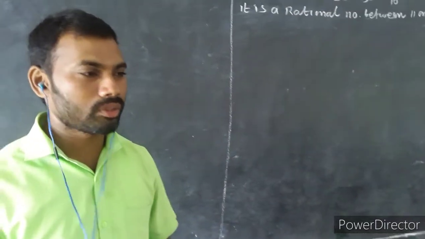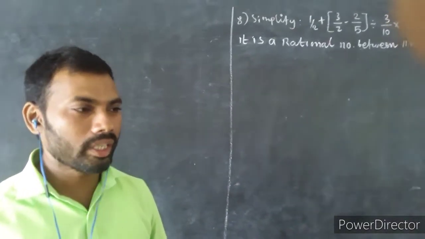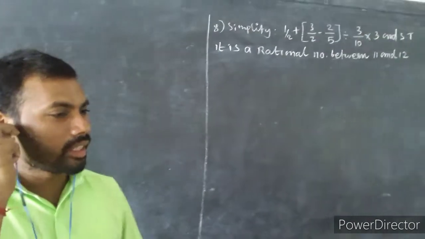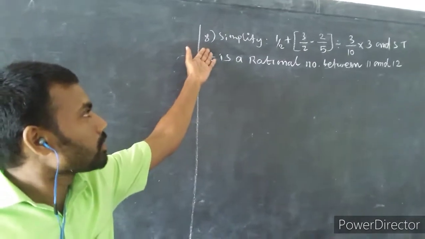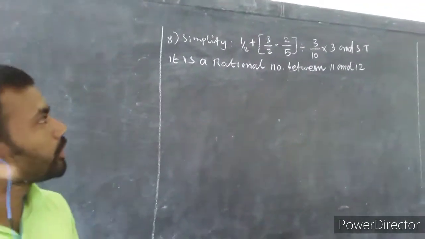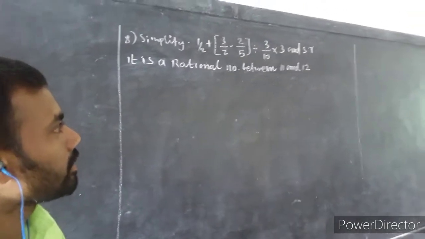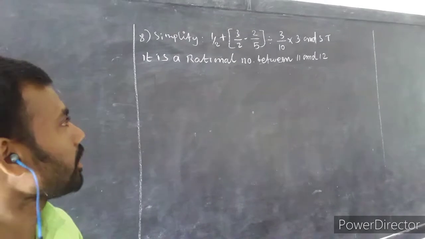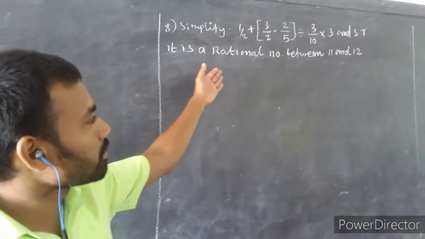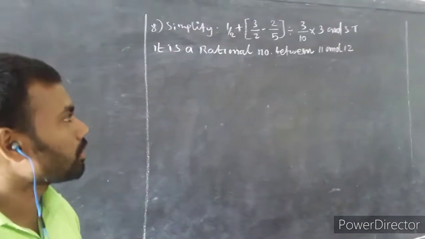Last class we went up to solving the 7th sum. Today we are solving the remaining sums. The next sum, the 8th question, is a simplify: (1/2 + 3/2 − 2/5) ÷ (3/10 × 3), and the answer is a rational number between 11 and 12.